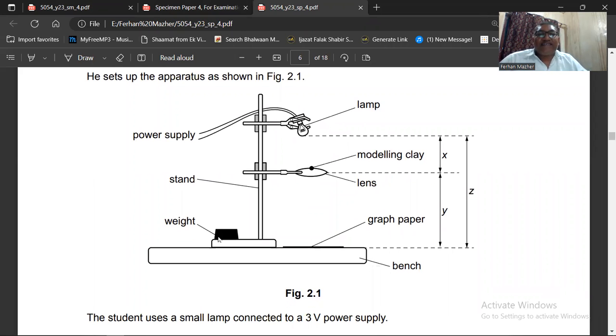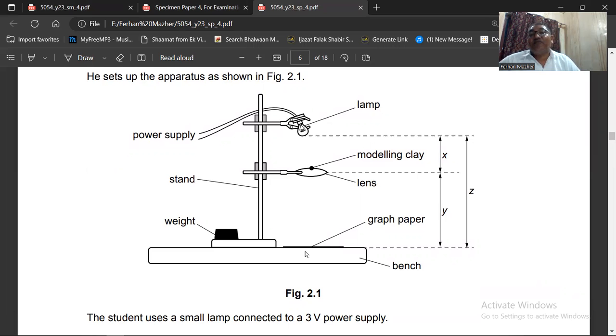Here we have a stand. This is the base of that stand. This is the counterweight so that the stand does not topple. Here in this clamp, we are holding a lamp, and this lamp is connected with a power supply. Here in this clamp, we are holding a lens. It's a convex lens, and here we have put a small piece of modeling clay. And when this lamp is switched on, the shadow of this clay will be formed on this paper here.